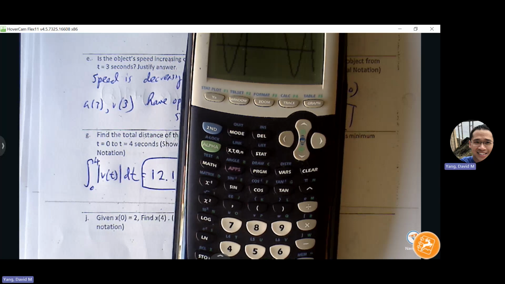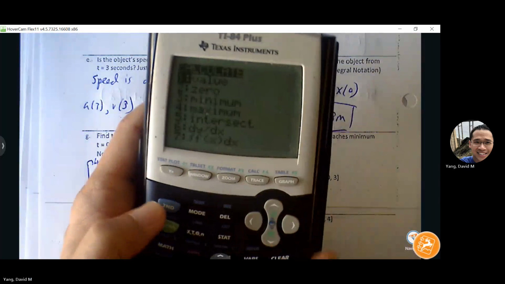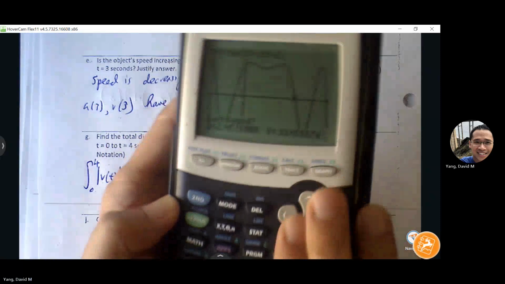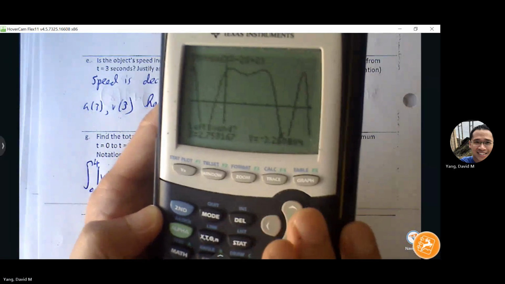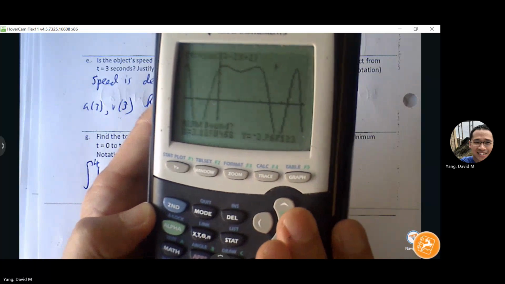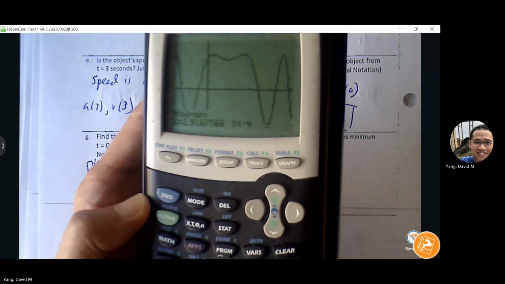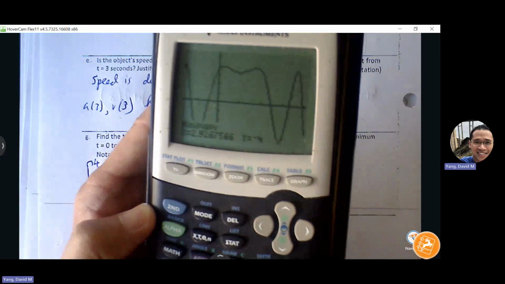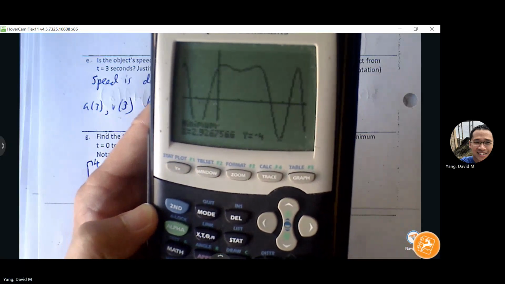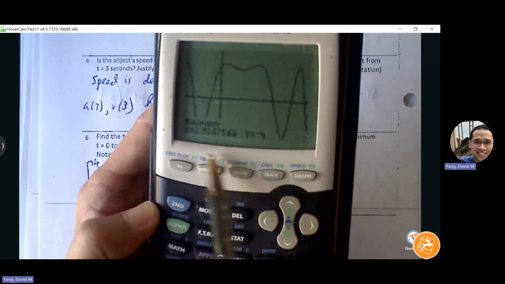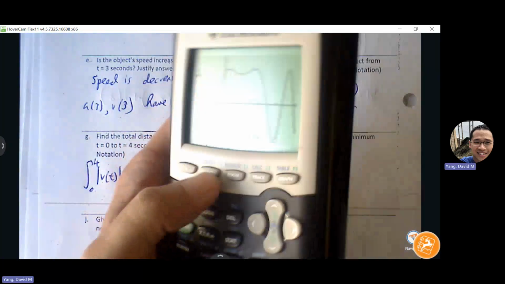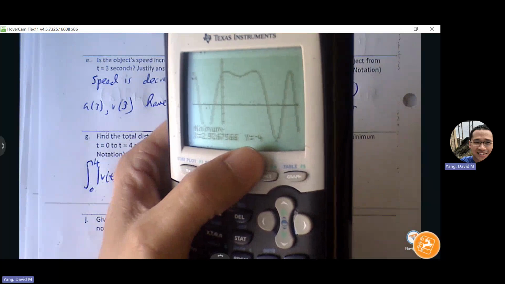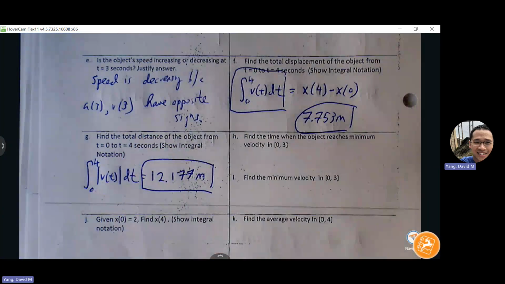Okay, so second trace, minimum, that's option 3 there. So the minimum is -4 at 2.926 seconds. Both of them will be helpful because it says find the time when it reaches the minimum velocity, that's 2.926, and then also the absolute minimum in that interval is -4.